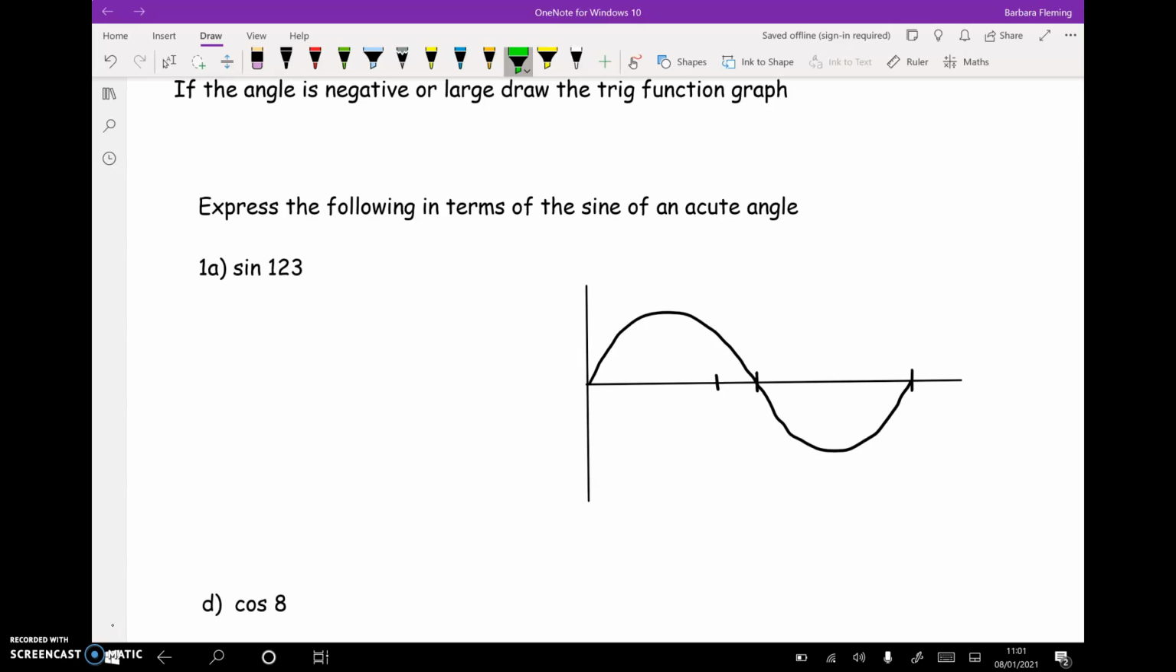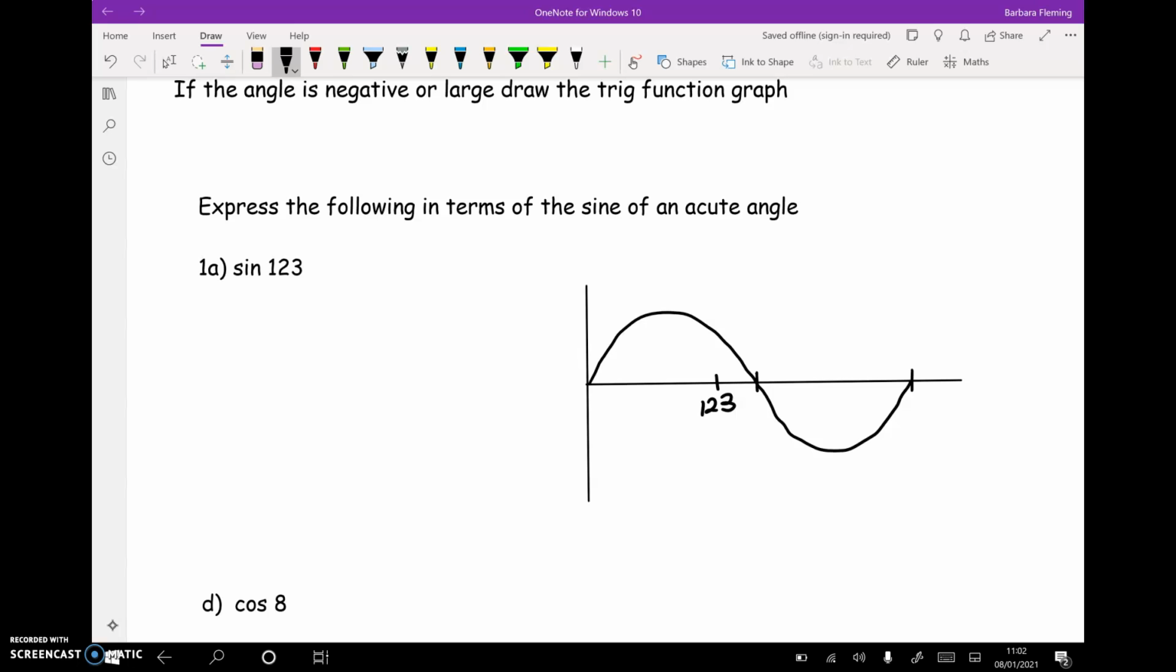And if you think about regions, I'm going to do this really quickly. That's one region, up to 90. That's 2, up to 180. 3, up to 270. And 4, up to 360. So as long as it's in the correct region of those 4, so 123 is between 90 and 180, you're good to go. So 123 is around here.